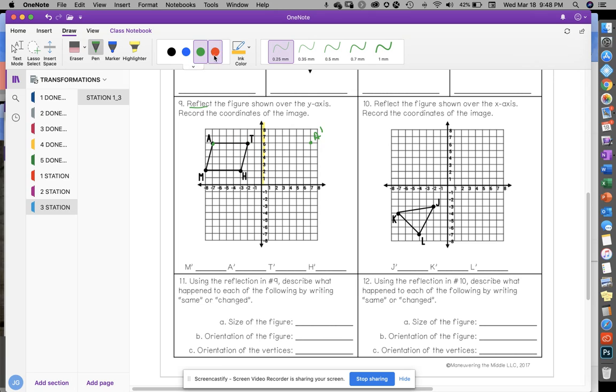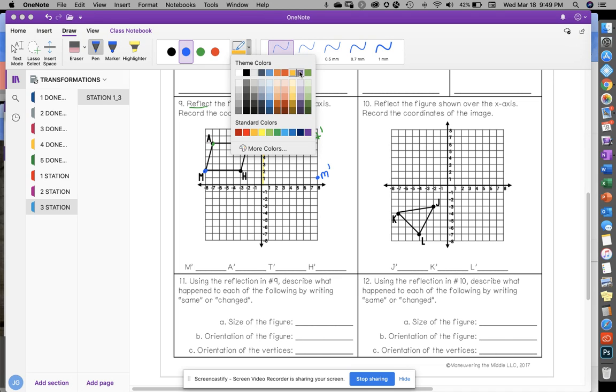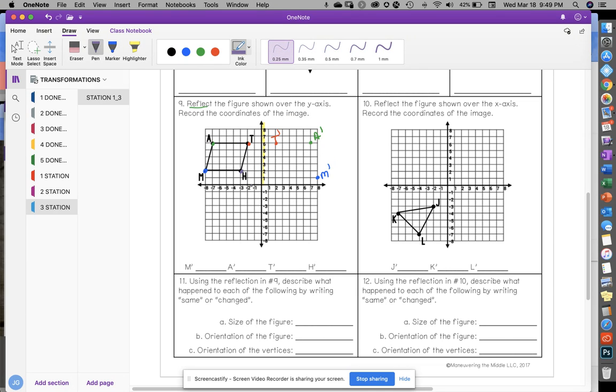My T is -2, 6. So the 6 will stay. The 2 is changing to a +2. So this will be my T prime. My M is -8, 2. So the 2 stays, but the -8 will turn to a +8, which puts that M prime right there. And then finally, I have my H. My H is -3, 2, so I'm going to keep the 2, but change the -3 to a +3.